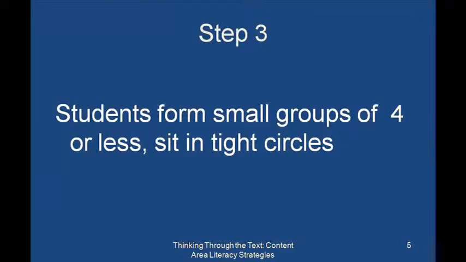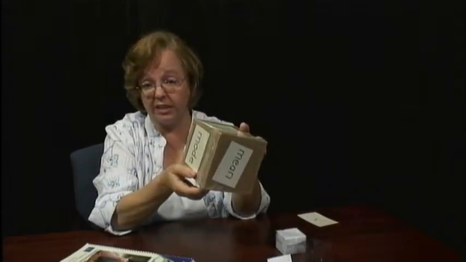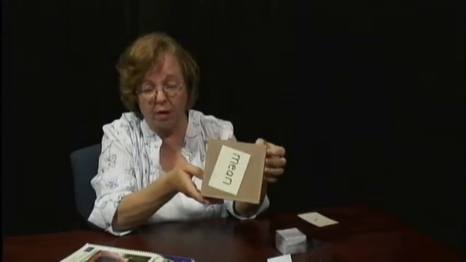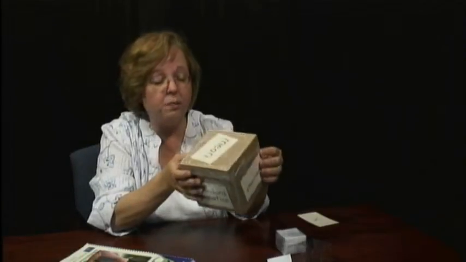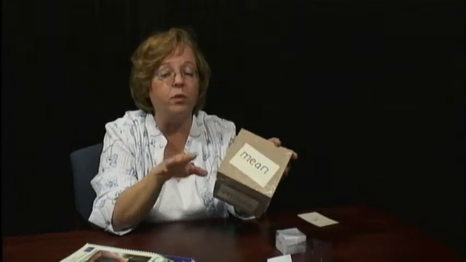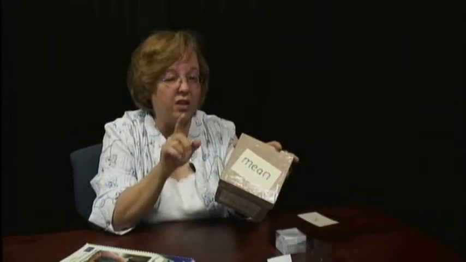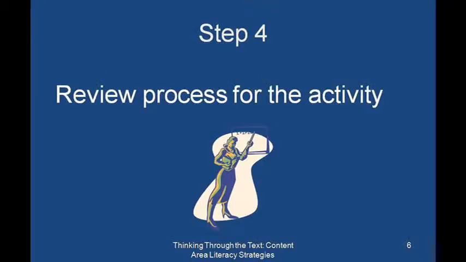Form small groups with no more than 4 students. Have the students sit in a tight circle so the boxes are not just thrown, but they're tossed a very short distance. I call this setting the students up for success, meaning I've headed off behavior problems before they began. Small groups will also ensure that everyone is actively engaged, even your quiet students. Now, before you begin, review the process of using the boxes with your students.